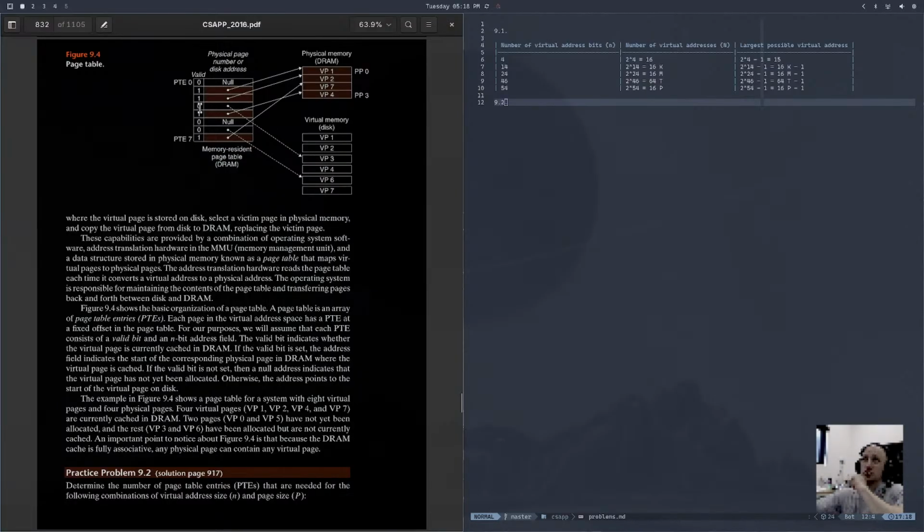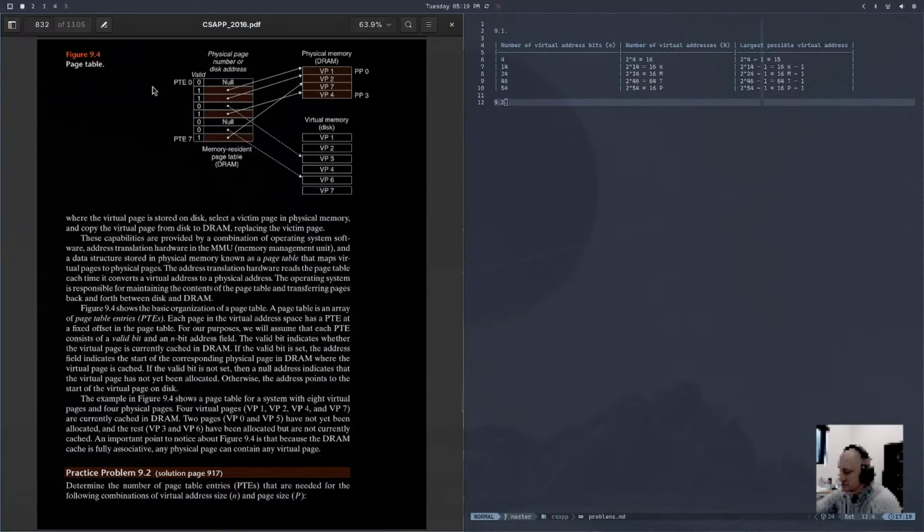And we have 8 different addresses. Some of these addresses are not used, in which case they have a valid bit of 0 and a null address. In the situation where the physical page is in memory, we have the valid bit set to 1, and it points to physical memory. In the situation where it's pointing to disk, the valid bit is set to 0, and it points to disk. So pretty basic organization here. So that shows the system with 8 virtual pages and 4 physical pages. You can see 8 here and 4 here.